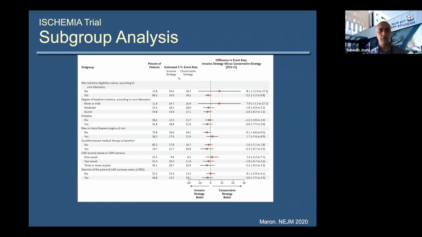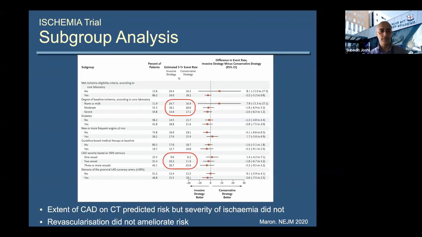When we dig into those subgroups a little bit more, in this original publication they didn't find any subgroup that seemed to benefit from revascularization. What's interesting is when they then teased out the results based on the non-invasive tests they had, the degree of ischemia didn't seem to predict adverse outcome.